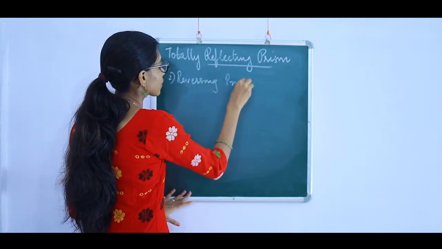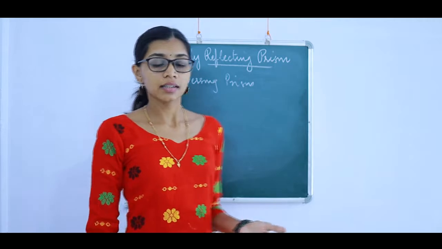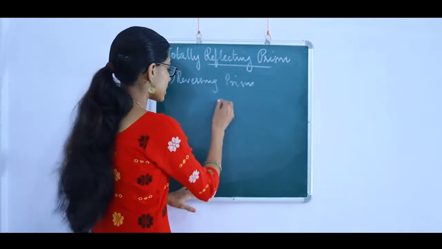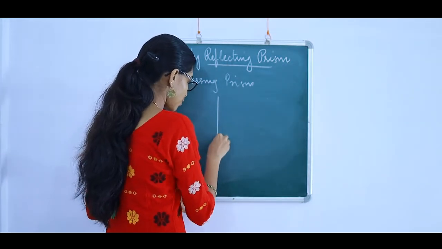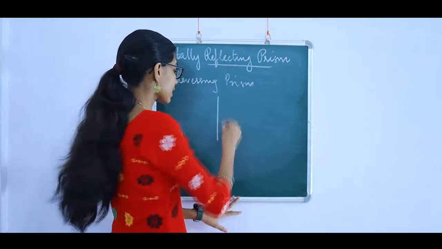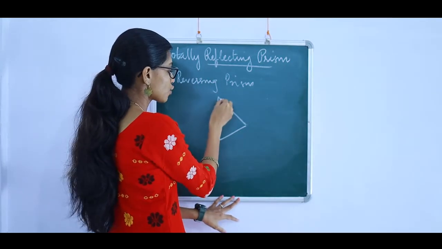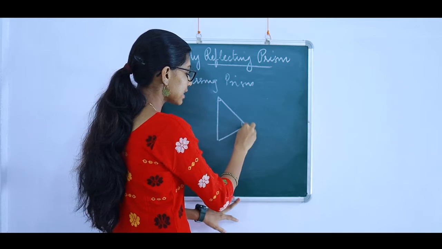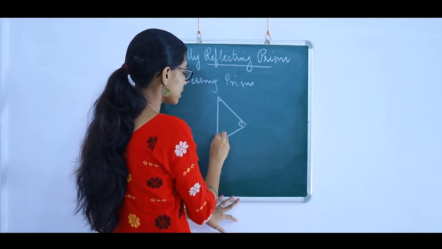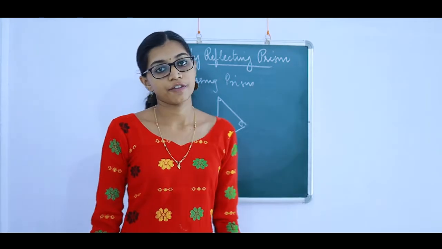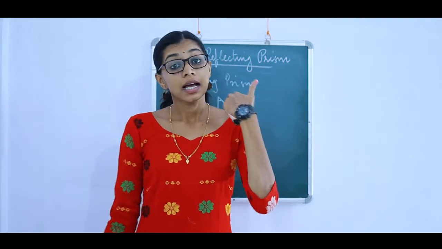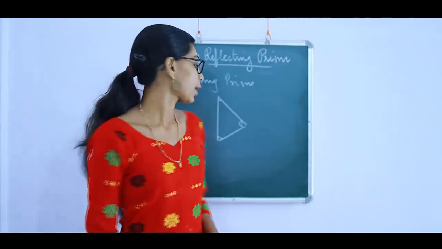Reversing prism. Now as I said, the prism is going to be the same, 45 degree, 90 degree. The way you place it will be a little different. You are going to place it like this. You have your hypotenuse like this and like this. So 45 degree, 90 degree here. This is your 90 degree and this is also 45 degree. This is how your reversing prism looks like.